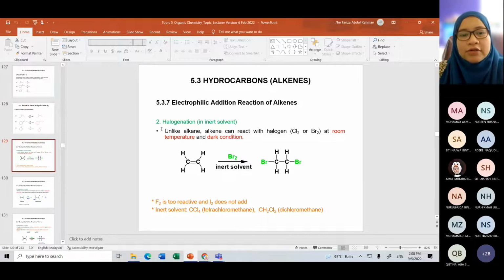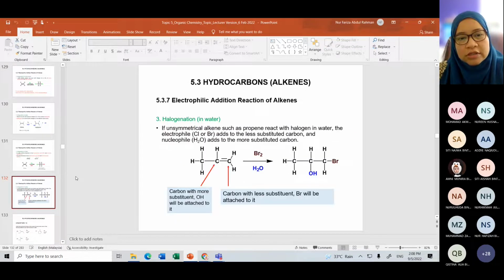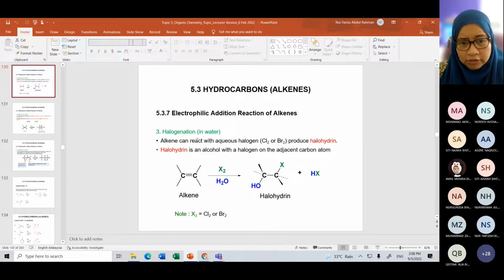For halogenation in inert solvent, both halogen atoms will be added into the molecule. Then next we have halogenation in water. For halogenation in water, a halogen and also a hydroxyl group will be added into the molecule. During halogenation in water, we have options, a few possibilities of product that can be formed.